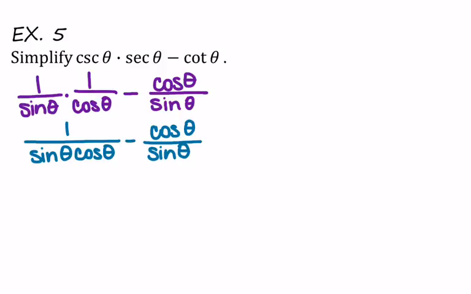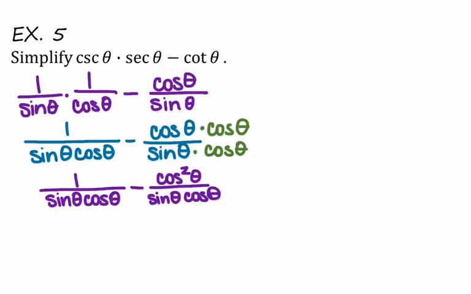Now just like before, in order to add or subtract fractions, they have to have a common denominator. And the common denominator in this case would be sine times cosine. The second fraction does not have a cosine, so I need to multiply by cosine on the top and bottom. So the first fraction is going to stay the same, but the second fraction becomes cosine squared over sine times cosine. Now that they have the same denominator, I can smush them together and subtract the tops. So it would be 1 minus cosine squared over sine times cosine.